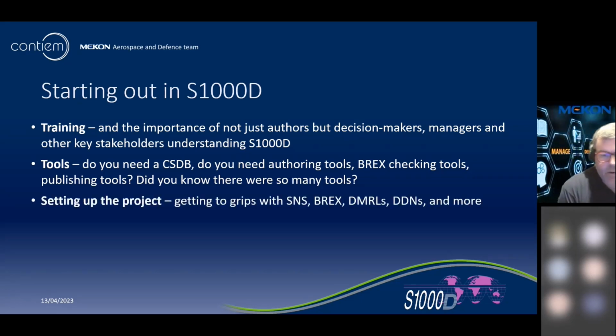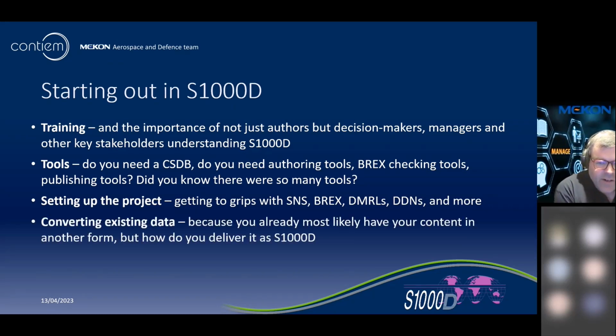And when you're setting up a project, what things do you need to do first? When do we need to sort out this standard numbering system breakdown? When do we need to write our BREX? Do we have to create a data module requirements list? And if we do, how do we create that? How do we get from this SNS and these information codes to decide what we're actually going to author? When do we use our data dispatch notes, and so on and so on?